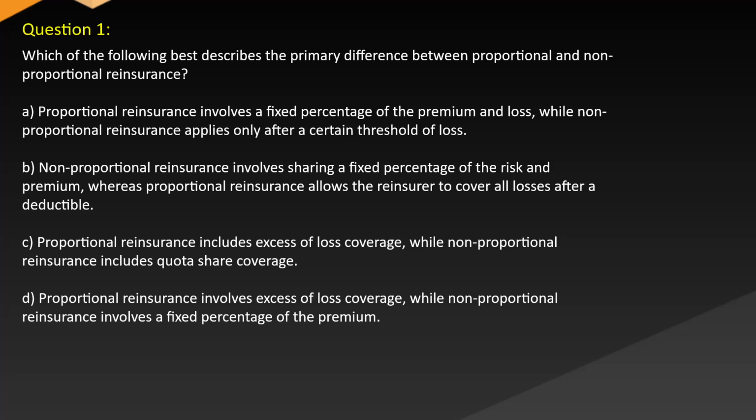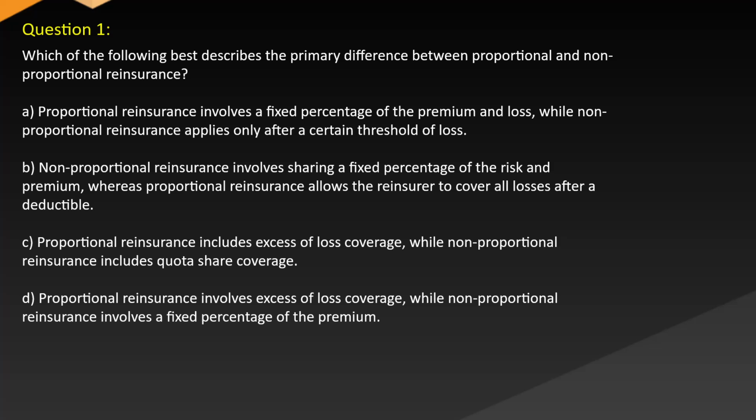Question 1. Which of the following best describes the primary difference between proportional and non-proportional reinsurance? A. Proportional reinsurance involves a fixed percentage of the premium and loss, while non-proportional reinsurance applies only after a certain threshold of loss.